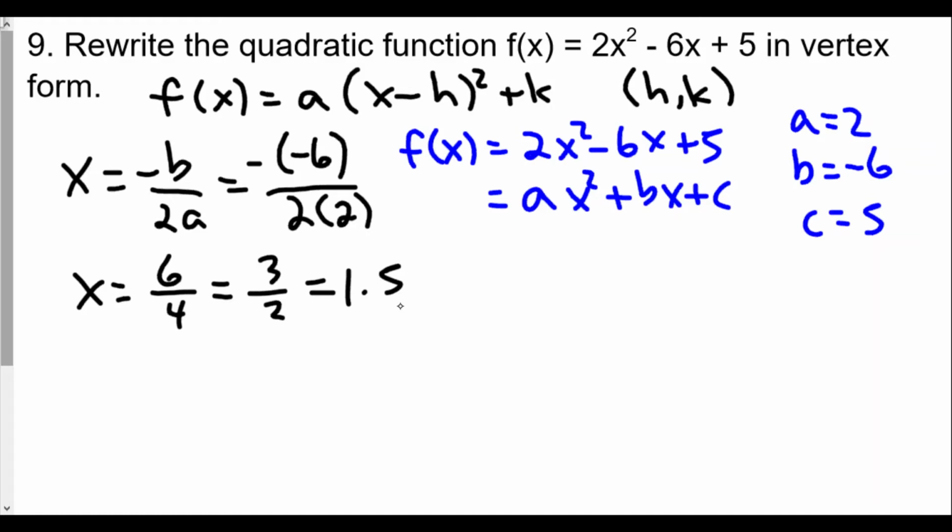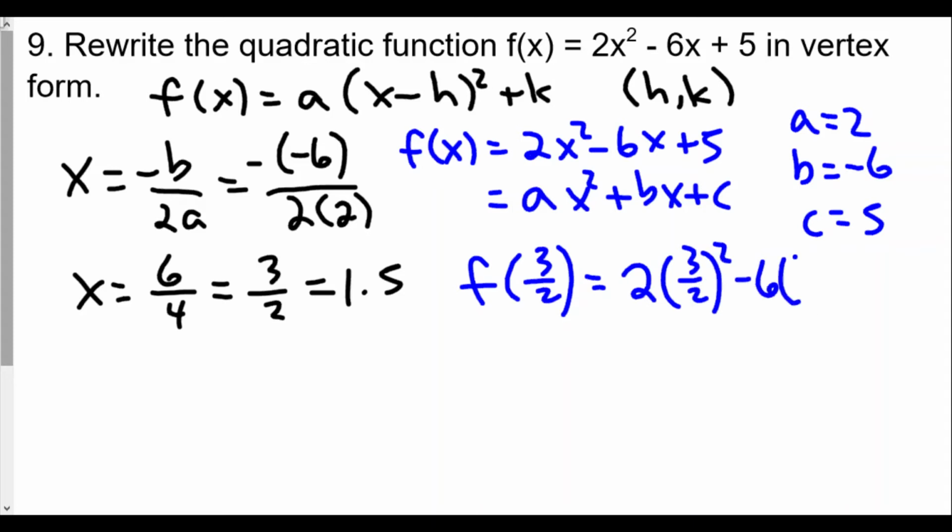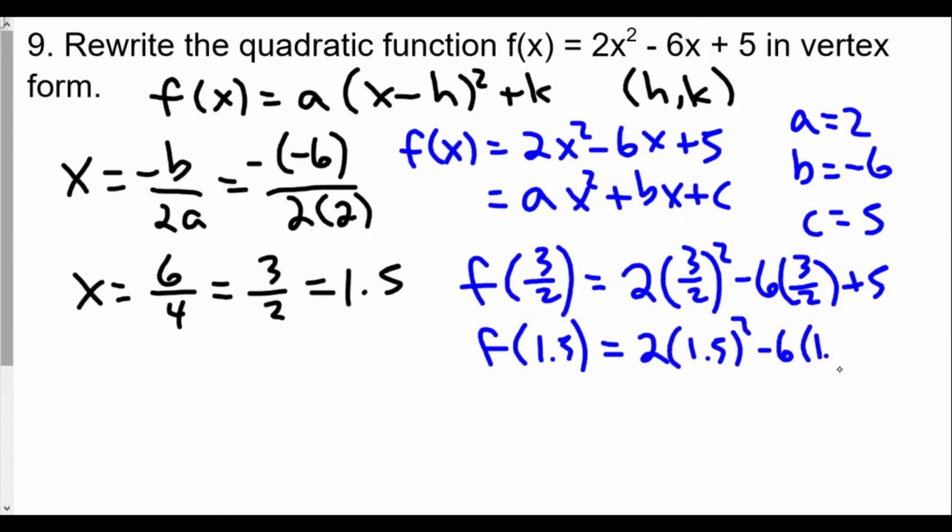Now, from here we're going to find the y value, and we want to find that by plugging into our function. So in this case we plug in f of 3 over 2. You can do this as 2 times 3 over 2 squared minus 6 times 3 over 2 plus 5. You can also rewrite this as f of 1.5, 2 times 1.5 squared, minus 6 times 1.5, plus 5. As long as you're consistent, if you use fractions all the way through, then use fractions all the way through. If you're going to use decimals, that's fine as well, okay? So I'm going to follow through with fractions.